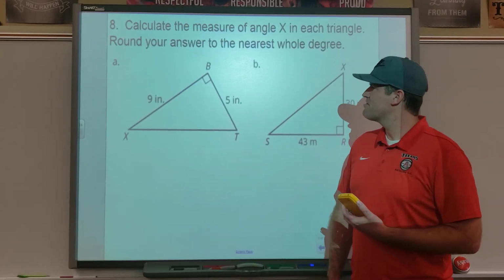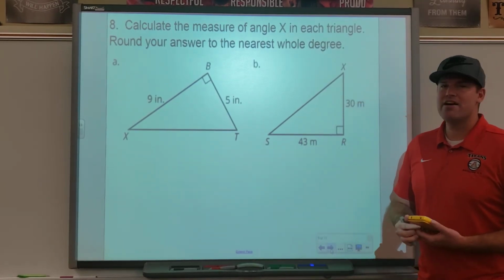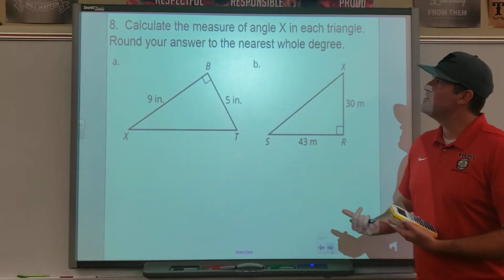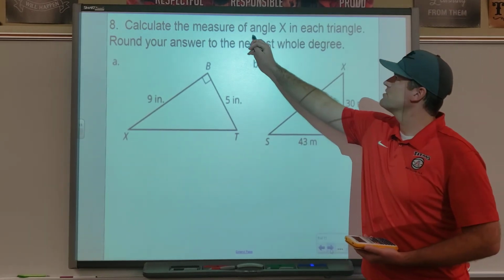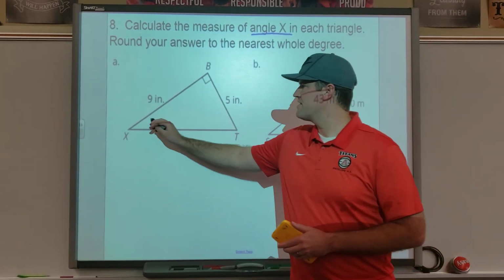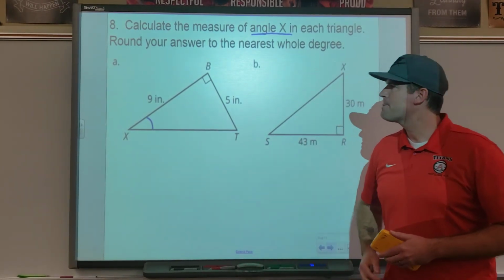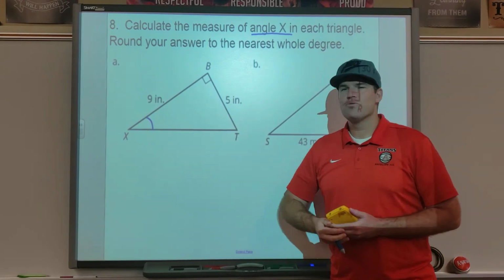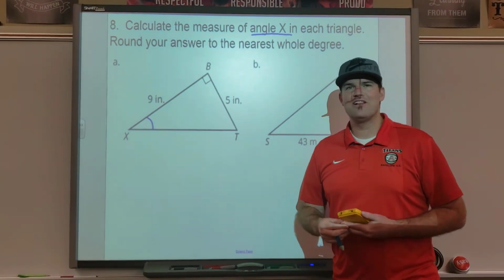Okay, here's some more examples. Let's go ahead and have you try these. The one thing that I'm going to note before you start it though is make sure we know that in this case our theta is angle X. So that's the angle we're trying to find. Let's go ahead and do this first one. What is the measure of angle X?